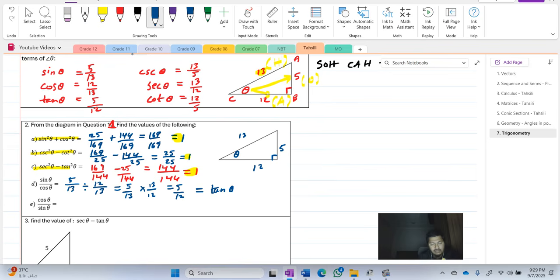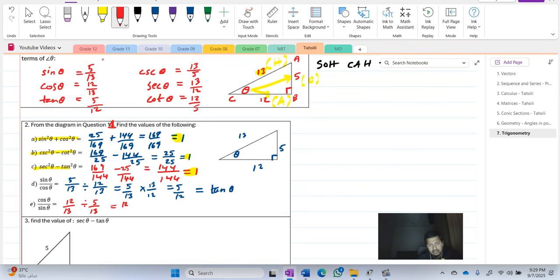So instead of doing sine over cos, you already know that's tan. Tan is basically 5 over 12, and we got that answer. What is cos over sine? That is cot, but let's just do cos over sine, which is 12 over 13 divided by 5 over 13. Where we got 12 over 13 and 5 over 13, cos theta is 12 over 13, and sine theta is 5 over 13.